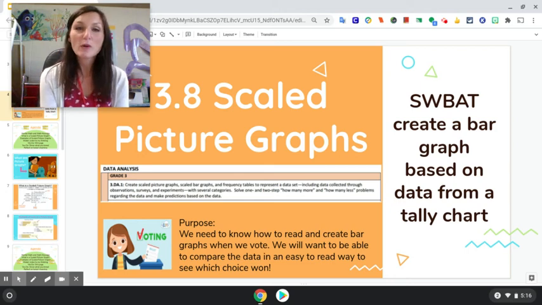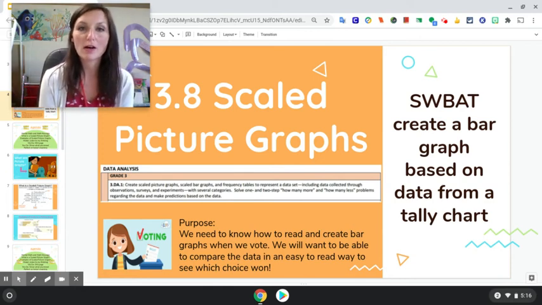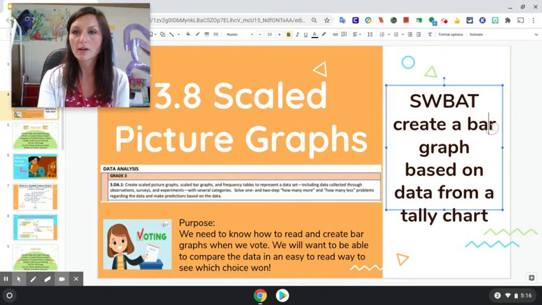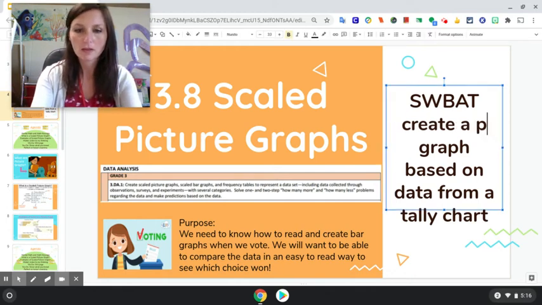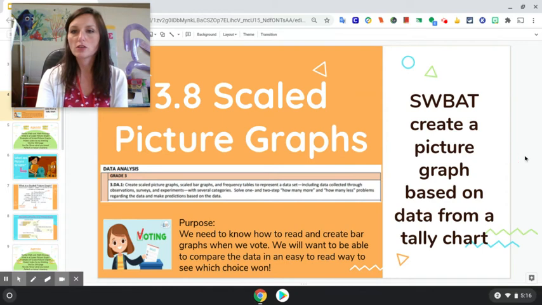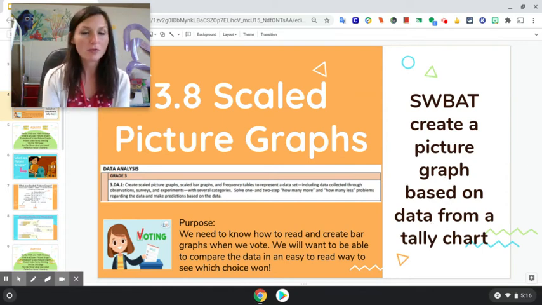All right, so now we are going to talk about what a scaled picture graph is. You kind of practiced with it just a minute ago, so now we're going to talk about what it is. Today we're going to be able to create, not a bar graph, but a picture graph, and we are going to use that based on data from a tally chart. So very similar to the bar graph, but today we're switching it over to a picture graph.